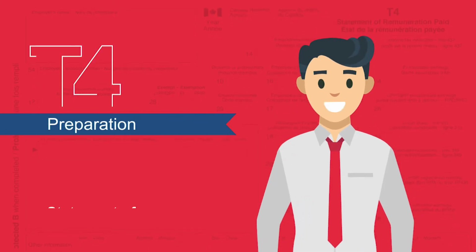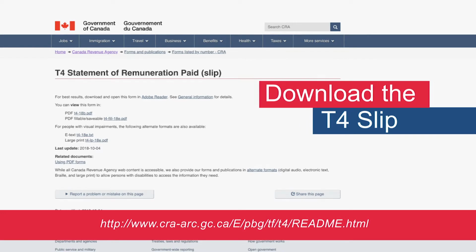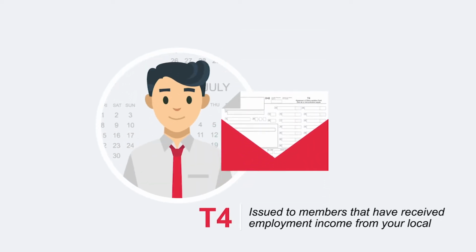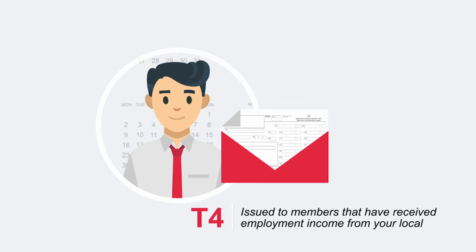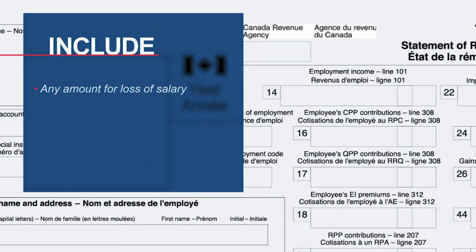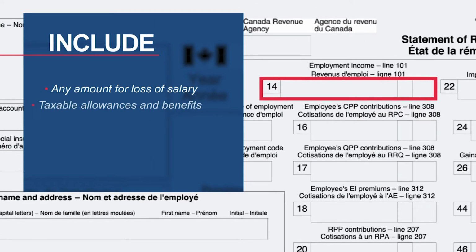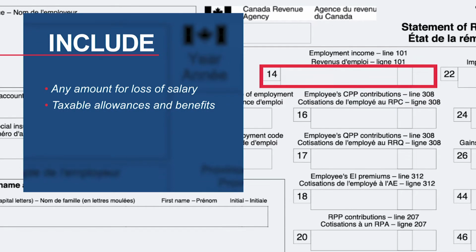Robert's doing great, and he's ready to move on to the T4s. First, he must download the T4 slip from the CRA website. Remember, Robert, a T4 slip should be issued to a member if your local paid that member employment income during the calendar year. This time, Robert's record needs to include any amount for loss of salary and any types of taxable allowances or benefits, like a bus pass or a paid parking spot.